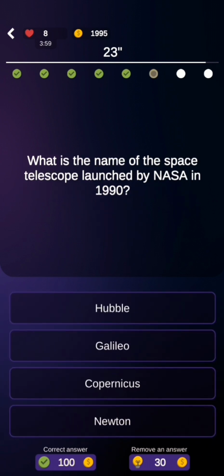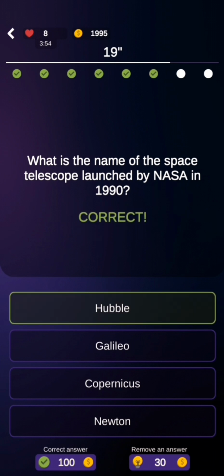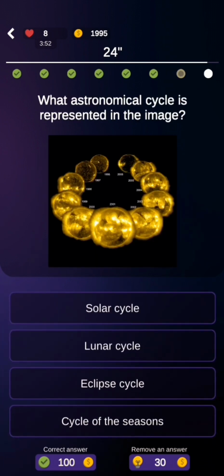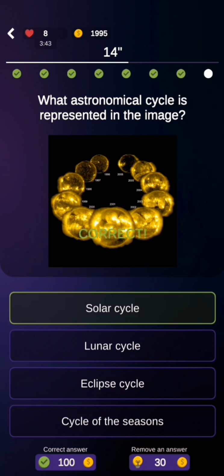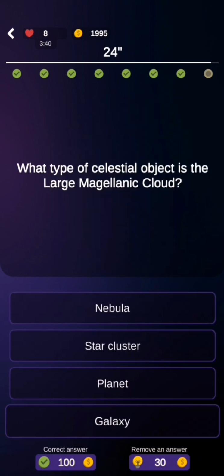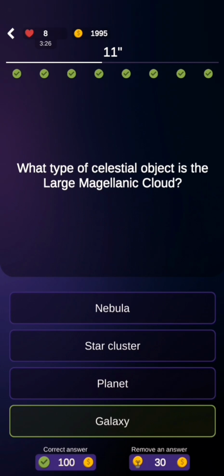What is the name of the space telescope launched by NASA in 1990? Hubble. Uses visible spectrum. What astronomical cycle is represented in this image? So we got a bunch of suns, a bunch of stars. You can see it ranges from 1996 to 2006, it looks like, so we're going to say a solar cycle. What type of celestial object is the Large Magellanic Cloud? See, the Large Magellanic Cloud sounds like the Oort cloud or like a region of space, but it thinks it's a galaxy.